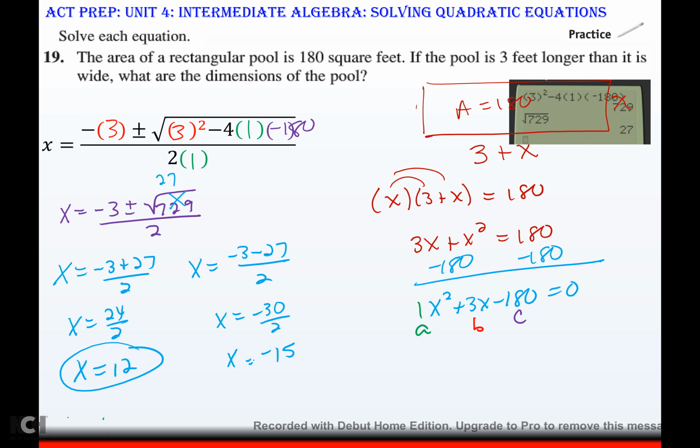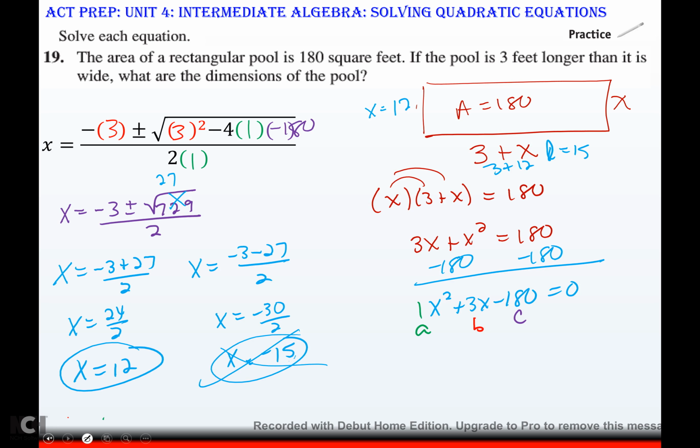Now, I didn't answer the last question. We're looking for the dimensions of the pool. So what we're finding is the width. Is there any way a width can be negative? No. So it's not wrong mathematically, but in the context of this problem, it's extraneous because you can't have a negative length. So my width must be 12, and to find the length I add 3 to it, so 3 plus 12, my length would be 15 feet.